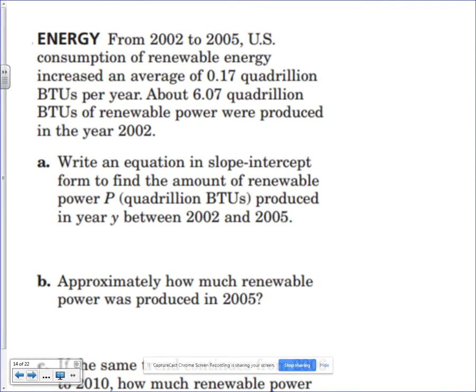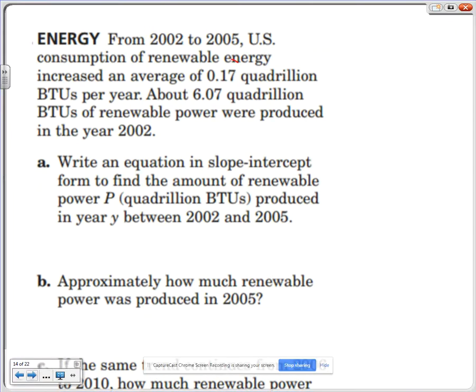What two numbers do I really want to be looking at here? This and this. Okay, that's all I really need to know. Let's look at part A. It says write an equation in slope-intercept form. Now you guys know that's y equals mx plus b, right?